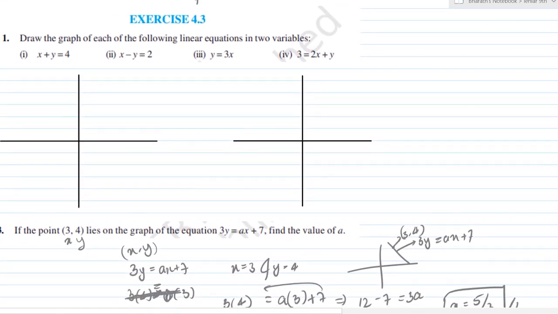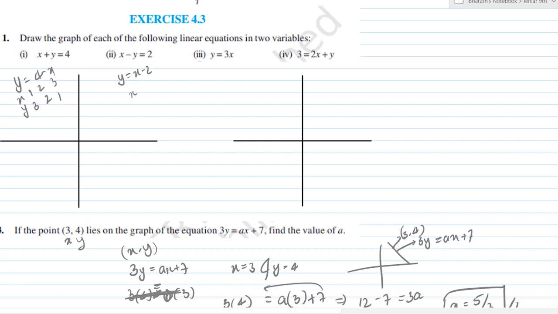So let's go for exercise 4.3. Same way, y is equal to 4 minus x. So if your x value is 1, y is 3. If your x is 2, y is 2. And if your x is 3, y is 1. Same thing.